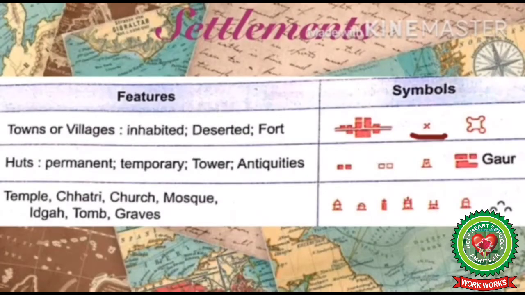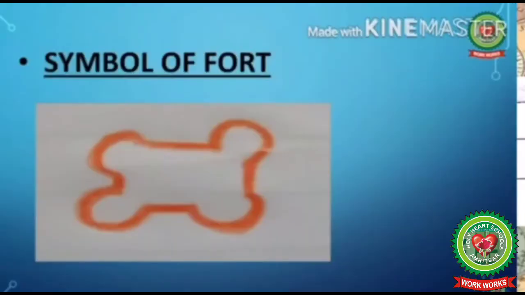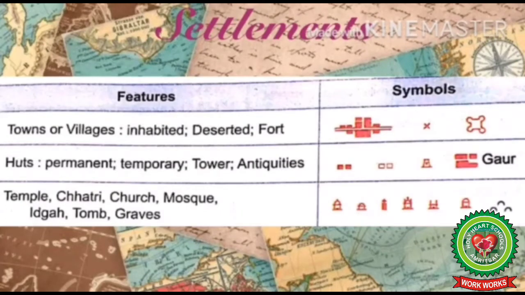This icon is of deserted towns where the population is less. This icon is used for the forts in the map. Next, we will discuss huts. There are two types of huts, permanent huts and temporary huts. Permanent huts are shown with red color filled square boxes, whereas temporary huts are shown with red color unfilled square boxes. Next is antiquities. These are the places where antiques are preserved.